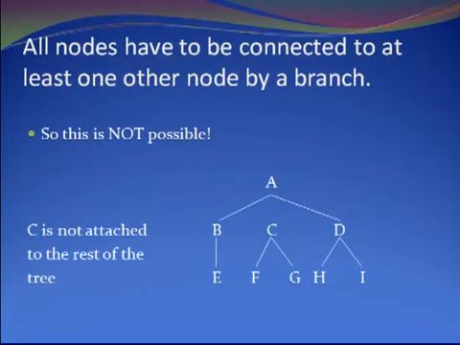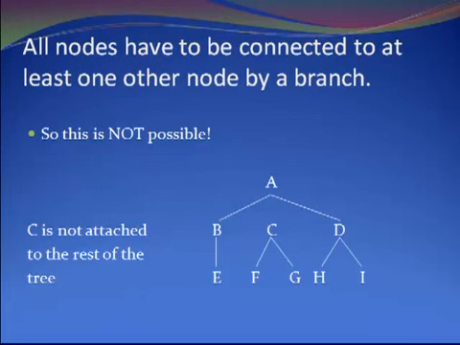There are a few things that you have to be careful about when you're drawing trees. So all nodes have to be connected to at least one other node by a branch. So this drawing that you see here is just not possible because node C is not attached to the rest of the tree. Now remember that this is actually the representation of the structure of a sentence.